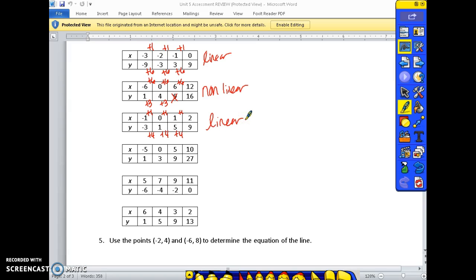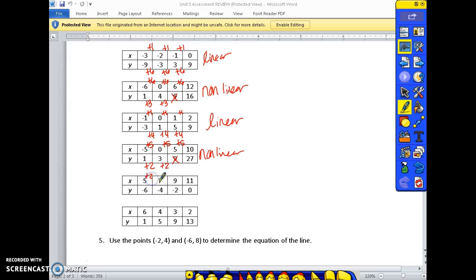Remember, while I'm working these out, you need to be pausing the video, trying them for yourself to make sure you understand how to work out these problems. Negative 5 plus 5 is 0. 0 plus 5 is 5. 5 plus 5 is 10. 1 plus 2 is 3. 3 plus 2 is not 9, so that is nonlinear.